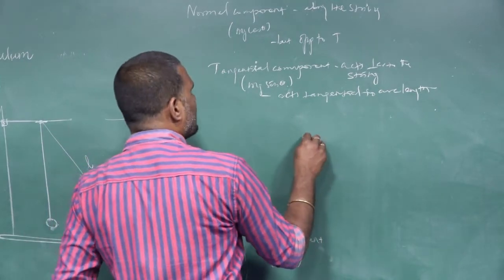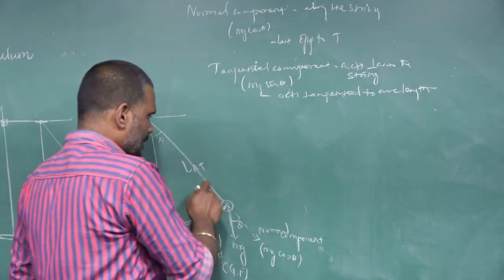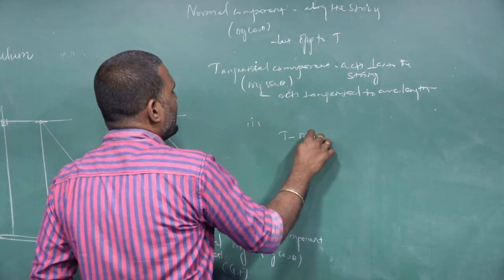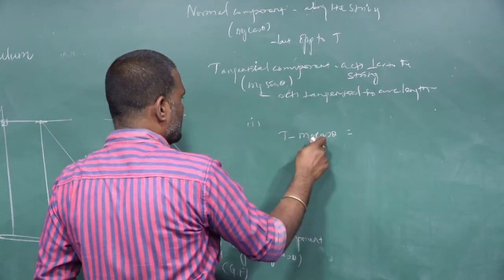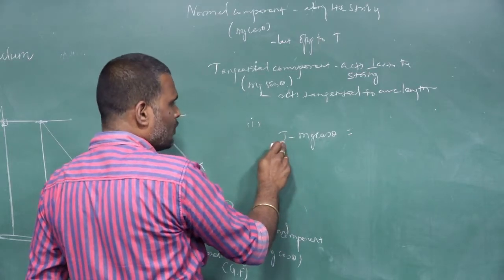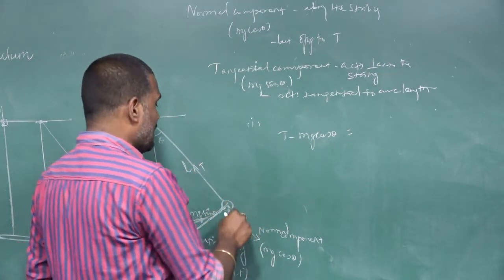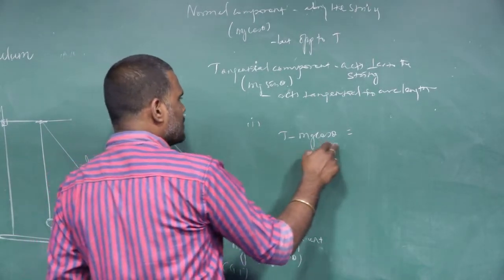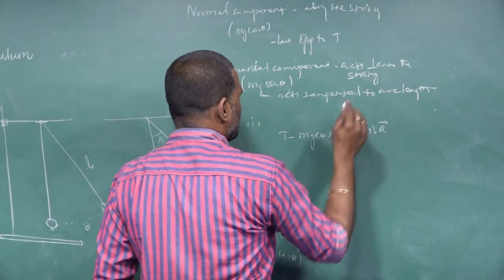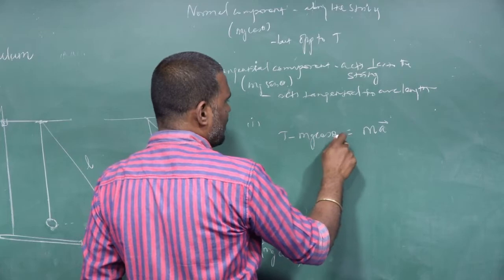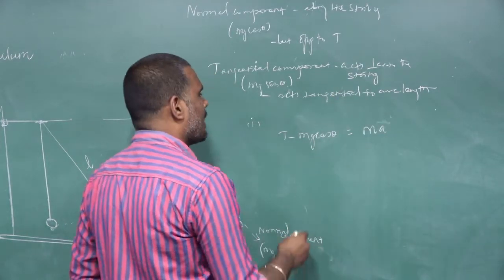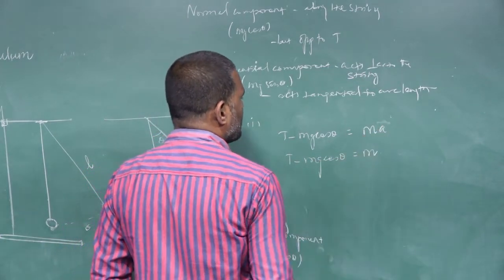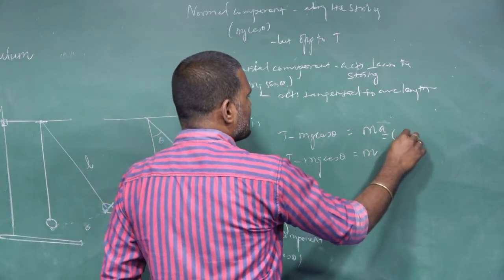This normal component mg cos theta is acting along the string but opposite to the direction of tension. So in the first case, I can say T minus mg cos theta, because mg cos theta is opposite to tension. Tension is one force, the mg cos theta component is the other force acting on the metal bob along this direction. And this net force is equal to the product of mass into acceleration. So T minus mg cos theta equals m into acceleration, and here the acceleration is centripetal.